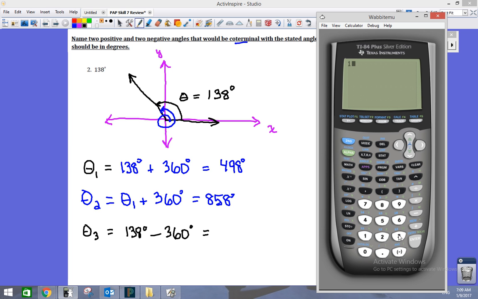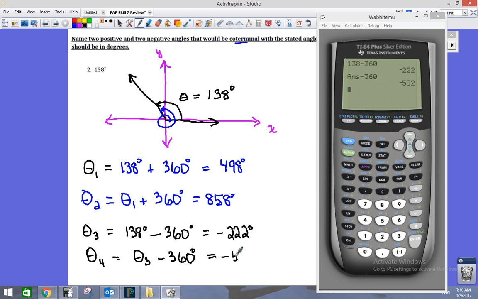If I take 138 minus 360, negative 222, if I've keyed that in right. And then if I want another one, since it wanted two positive and two negative, I'll just subtract another revolution. Now see, you could have subtracted more revolutions and come up with correct answers, but you may as well just make it easy and only deal with the two revolutions.